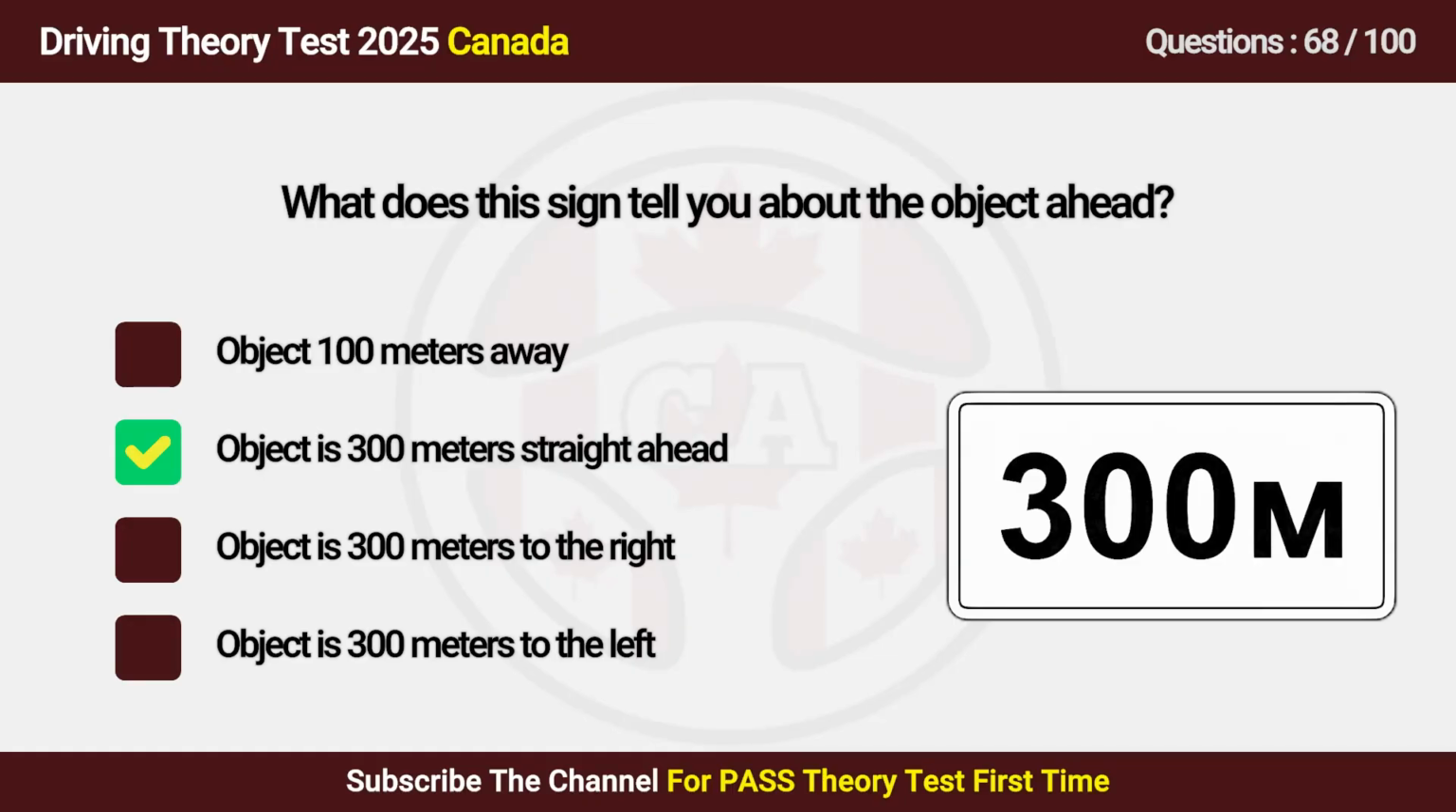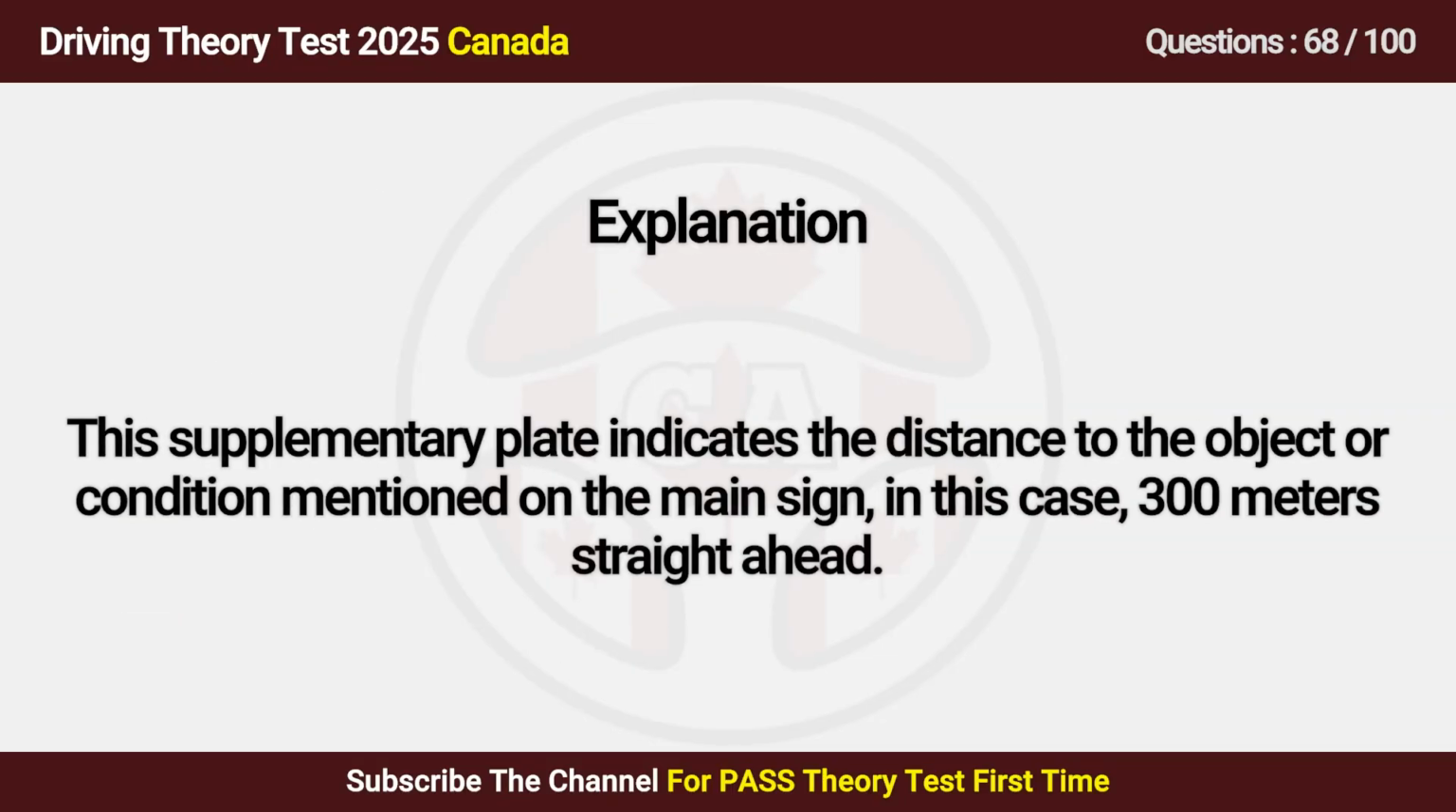Answer is B. Object is 300 meters straight ahead. This supplementary plate indicates the distance to the object or condition mentioned on the main sign. In this case, 300 meters straight ahead.